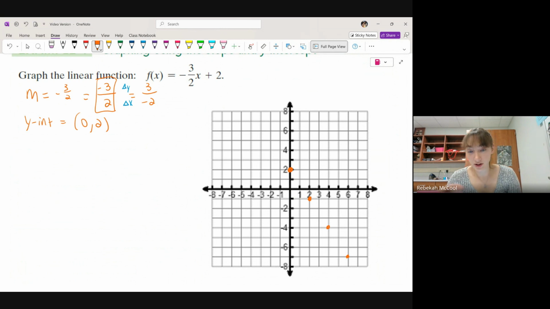But thinking about the fraction the other way I wrote it, now I've got a positive change in y, and positive y's go up. I've got a negative change in x, and negative x means go to the left. So in this form, it's telling me to go up 3 and left by 2. I go back to my original y-intercept and go up 1, 2, 3 and left 1, 2, and repeat. You can see it goes in line with the rest of my points. I did my best to connect the dots and put my arrows at the end.